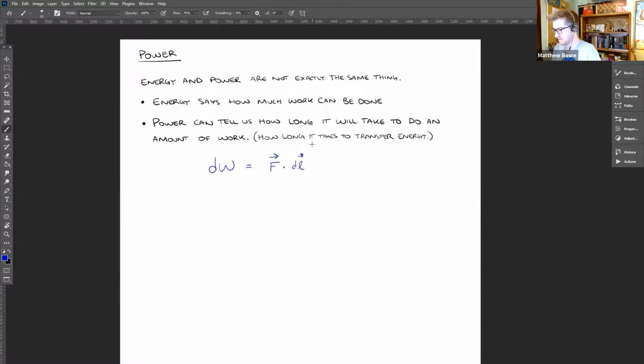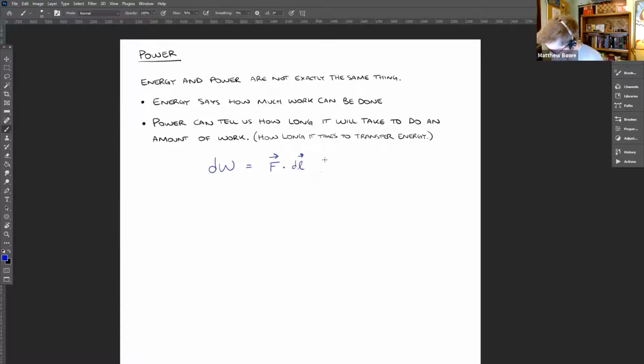Why is it dl and not just l? Well, I'm sort of mashing a bunch of steps together. This would go through an integral, and out would come this power equation I'm going to write down. But I'm going to say that this is just saying a little slice of work is just a force times a little slice of displacement.